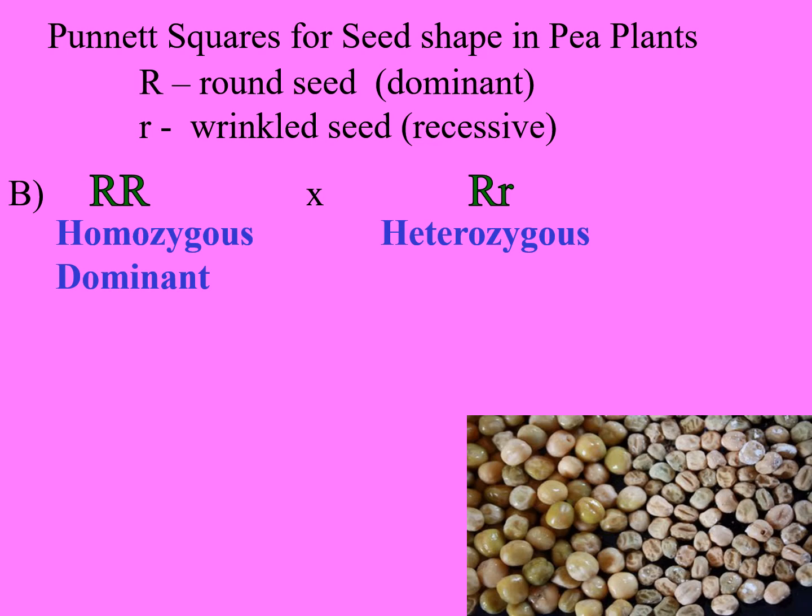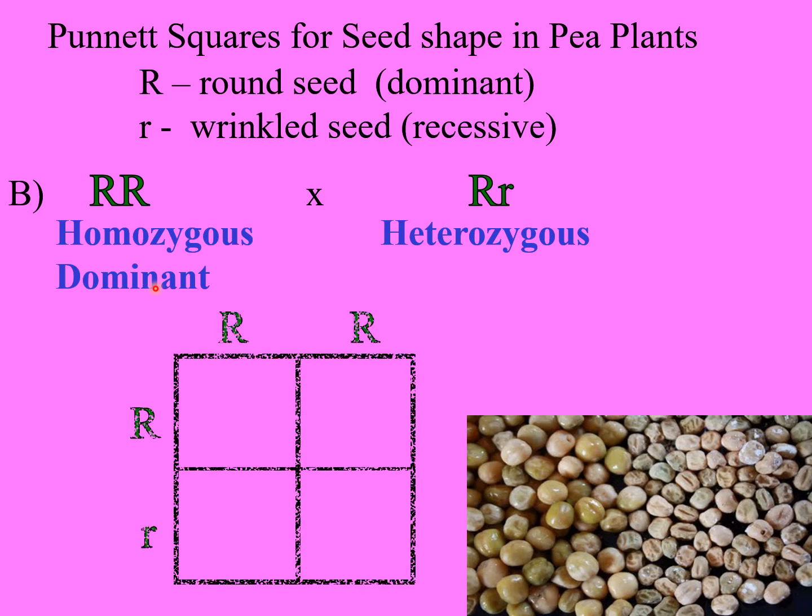Let's try another one. Again, sticking with round seeds versus wrinkled seeds, round being dominant. Let's cross these two parents, homozygous dominant and heterozygous. Let me go to my pointer again. So I'll pause, give it a moment, see if you can give me both the genotype and phenotype ratios for the outcome of this Punnett square cross. Okay, let's see what you got.